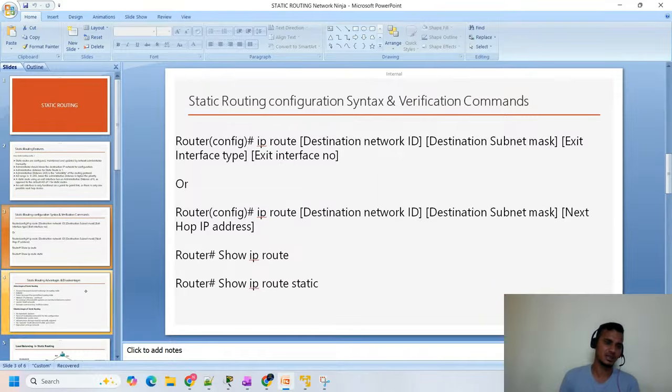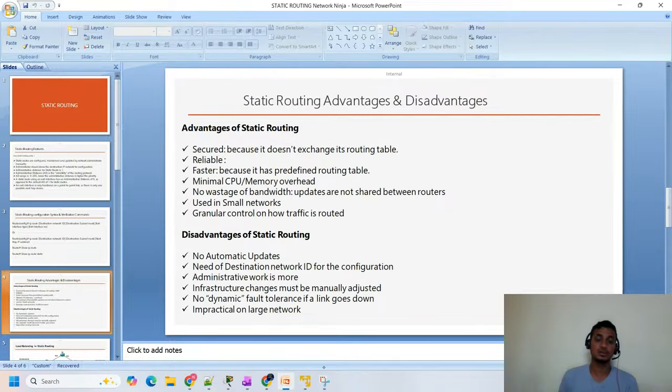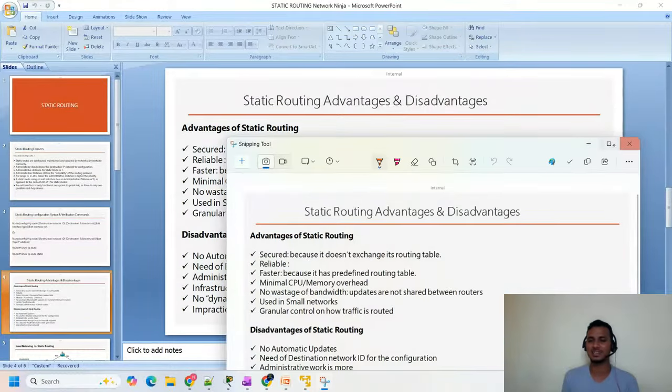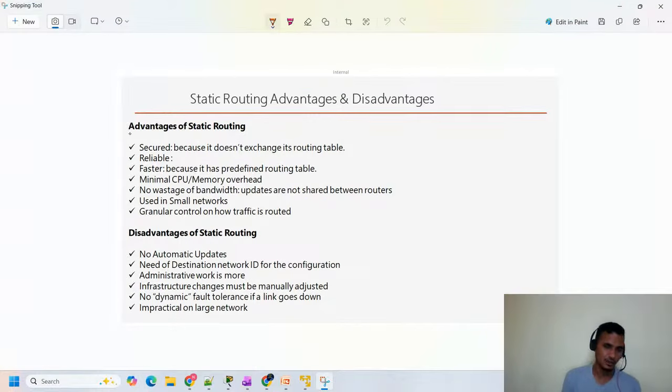Now let me take the other slide. What are the advantages? This is an important thing. You will not understand the advantages and the disadvantages of static routing, because you guys don't know about the dynamic routing protocols yet, right?